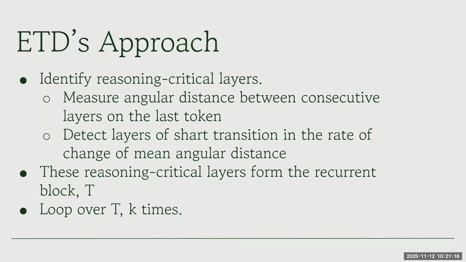Then you do that for every consecutive layer. So basically you have these reasoning critical layers, then you just loop over them k times. So that's the summary of the encode, think, decode paper approach.